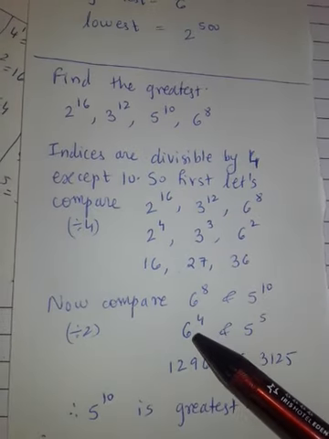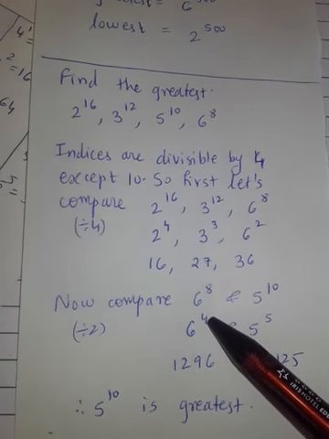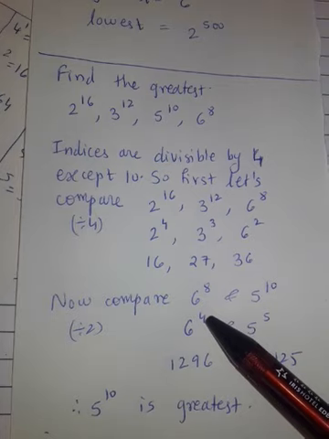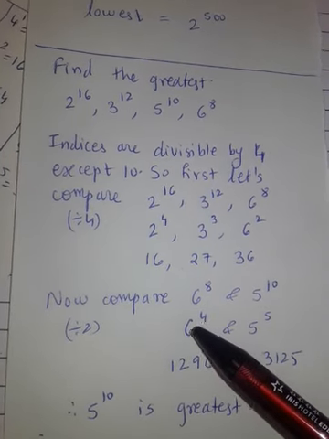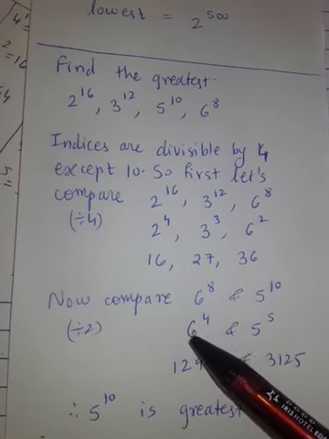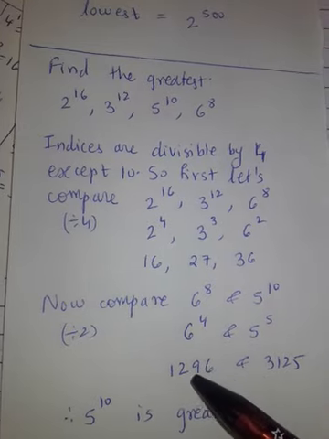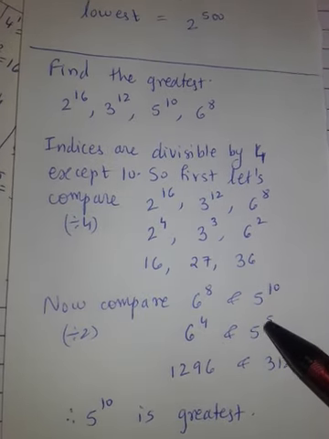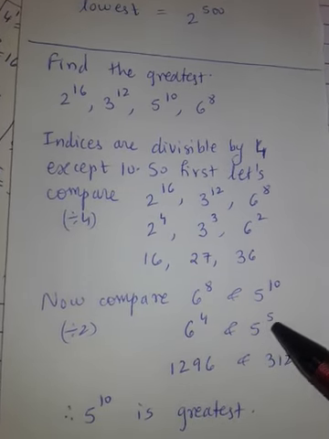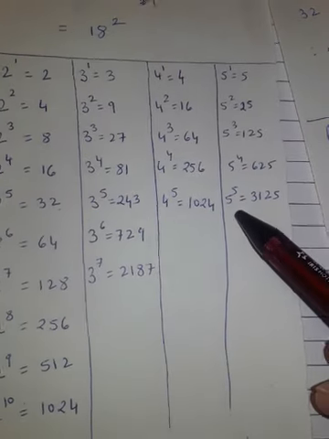Here we want the value of 6 raised to 4. Now 6 cube is 216, so just multiply it again by 6. You will get 6 raised to 4, that is 1296. 5 raised to 5 you have already memorized. That is 3125. Look here, I have asked you to memorize it.